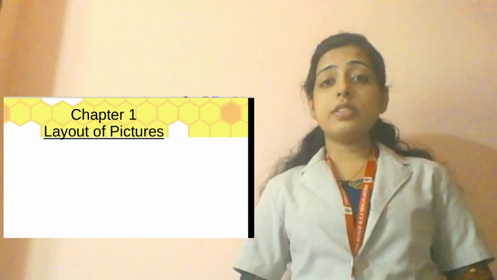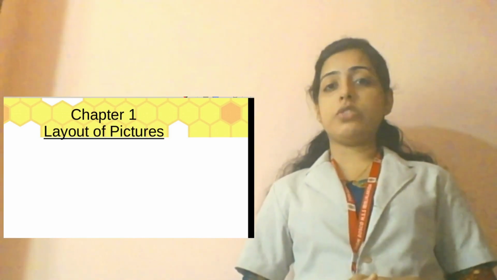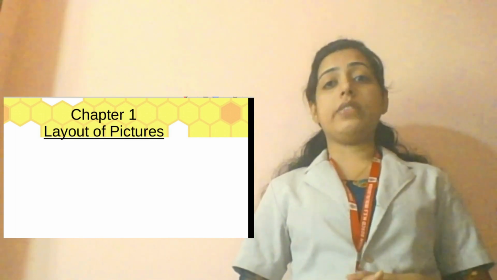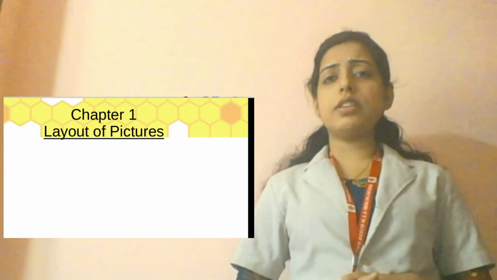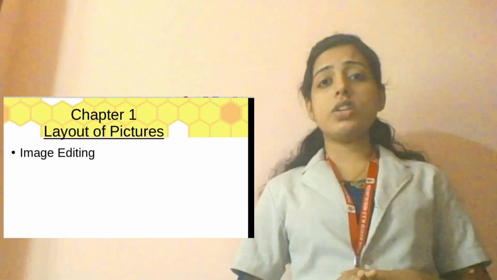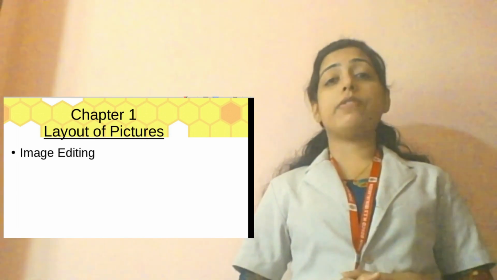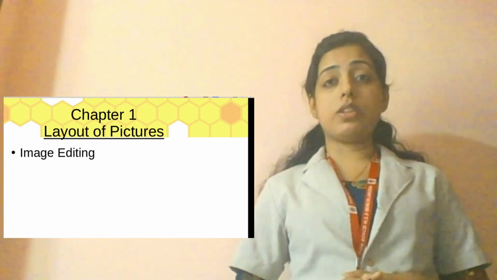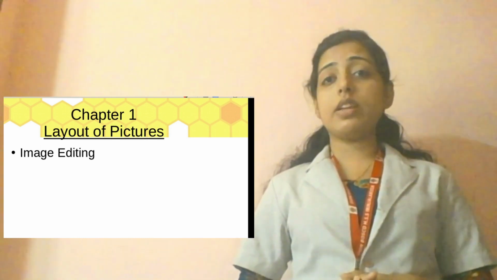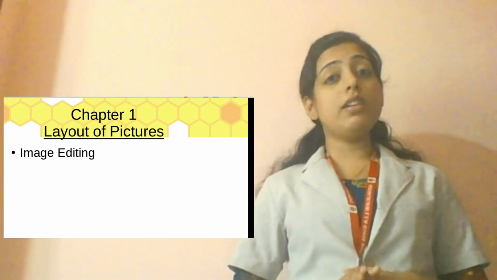Okay. So the first chapter was layout of pictures, and in this chapter you have learned a lot of topics or activities. What was the first topic? First topic was image editing. What is image editing? Image editing means performing some operations on an image like resizing an image, cropping an image, etc. And this image editing we can perform using several softwares.